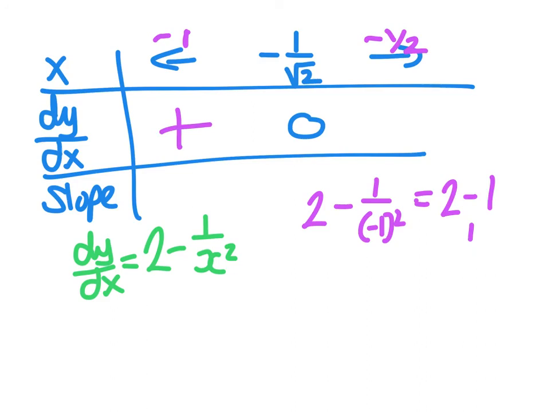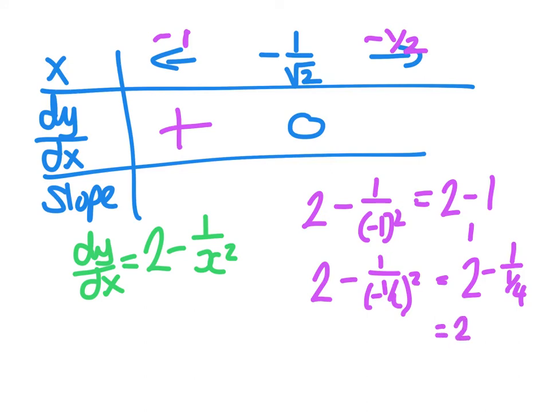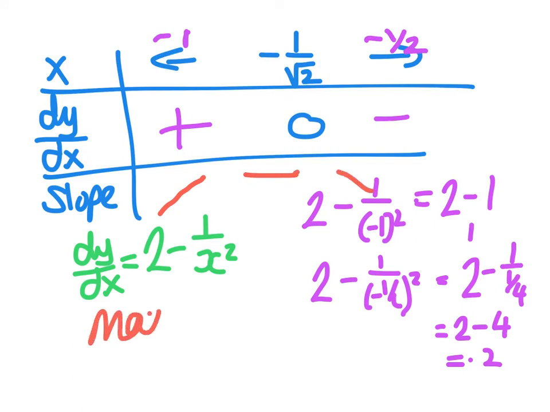When I put the negative a half in, I've got 2 minus 1 over negative a half squared. Negative half squared is a quarter. So 2 minus 1 over a quarter. And remember, dividing by a quarter is the same as multiplying by 4. So that's 2 minus 4, which gives me negative 2. So I have a negative gradient there. So this stationary point is increasing, then it's stationary, and then it's decreasing. So I have a maximum turning point when x equals negative 1 over root 2.